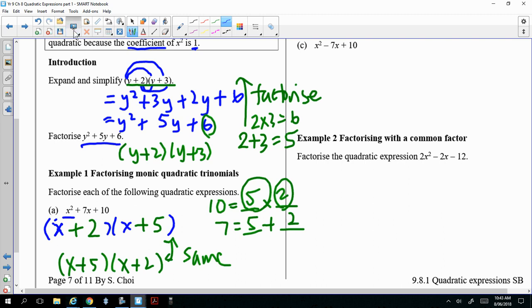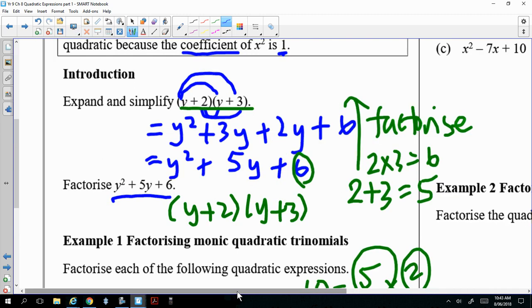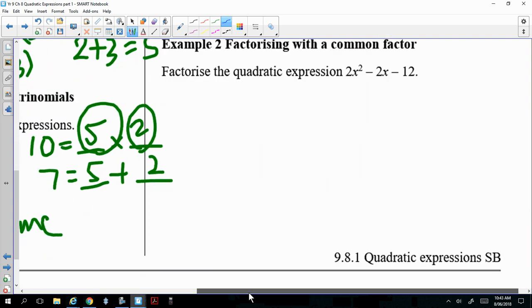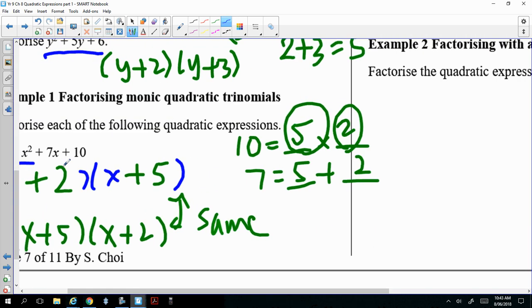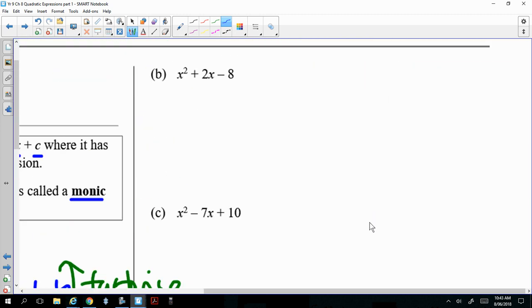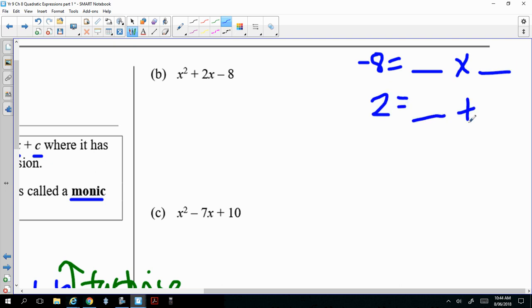So we've got the numbers. Okay, actually, it's almost the same question. Is it the same? No. Oh, that was a 7x before. Now it's a negative 7x. So let's try this. Actually, we've got b. Okay, we've got c. We've got b. So you write negative 8 equal to something times something, but it has to be numbers which add to 2. What numbers would it be?